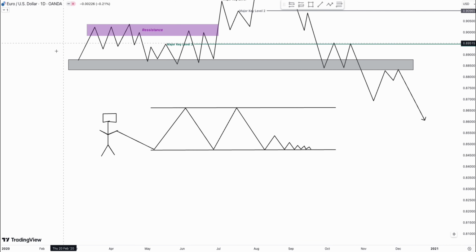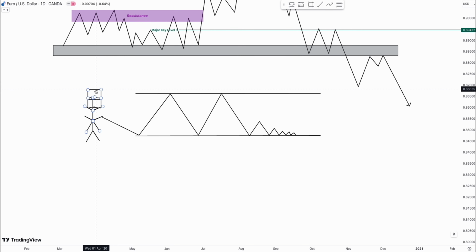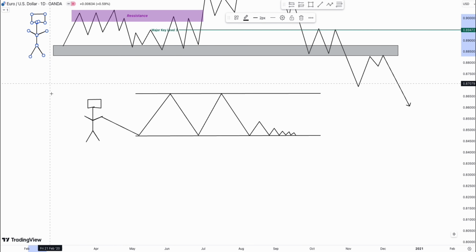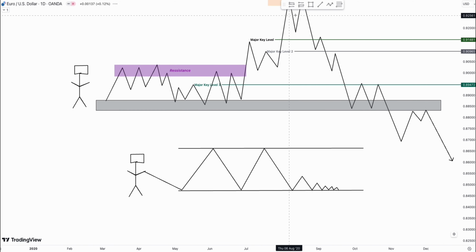So imagine there's this person right here, and this person is throwing a ball. And so that ball goes from here to here. From here, the ball is being thrown and it bounces off the ceiling and it just goes down. It's obviously not going to be exactly respecting the ceiling and the floor, but this is not the price.